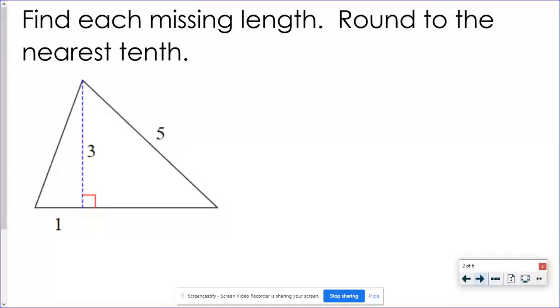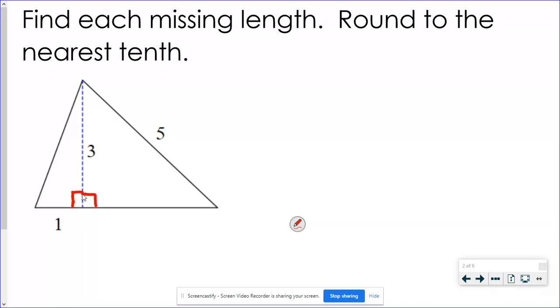So when I have a triangle like this, I have two right triangles really involved, because if we have a right angle here, we also have a right angle here. So the triangle on the left is a right triangle, the triangle on the right is a right triangle. Together they make up a bigger triangle. I want to be able to find any of the missing lengths that are in here.